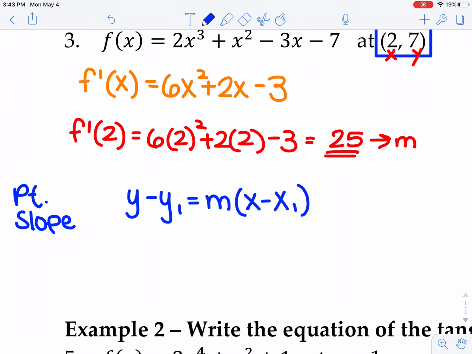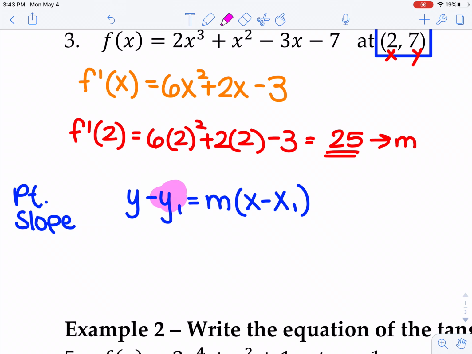In the past, sometimes we make you write it in slope-intercept form, but because it's the end of the school year, it's been a crazy year, we're just going to stick with point-slope, which is, believe it or not, a lot easier, because then I don't have to do any more work. Once I plug it into this formula, boom, I'm done.